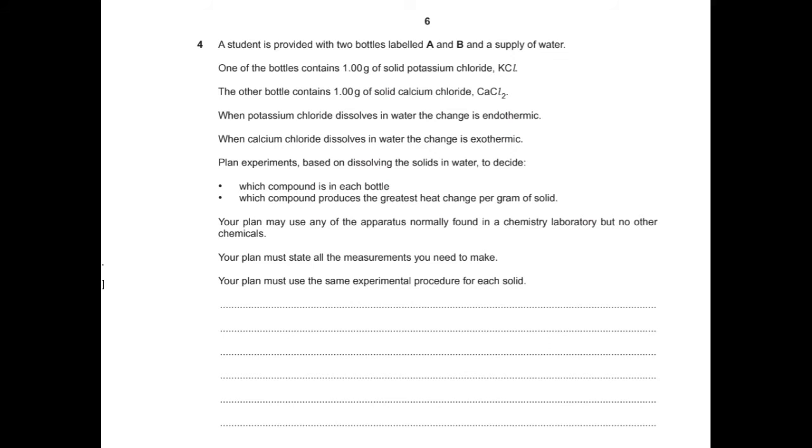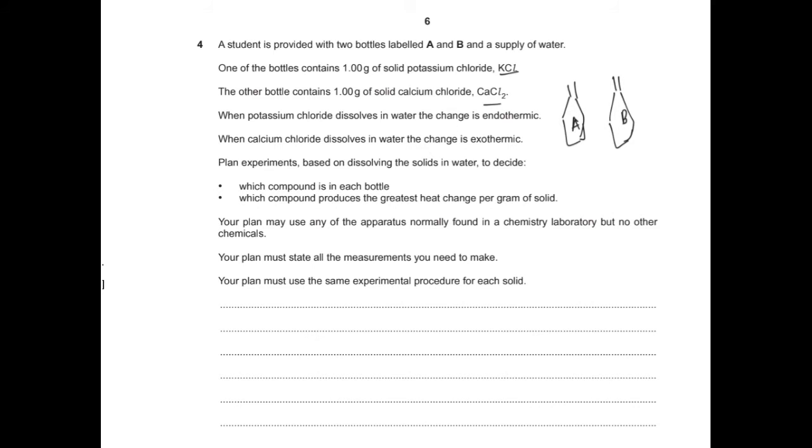Okay, so question number 4 is a planning question. A student is provided with two bottles labeled A and B. One of the bottles contains potassium chloride, KCl, and the other bottle contains calcium chloride, CaCl2.